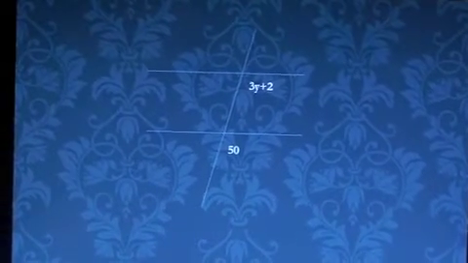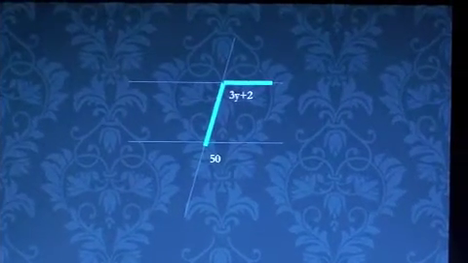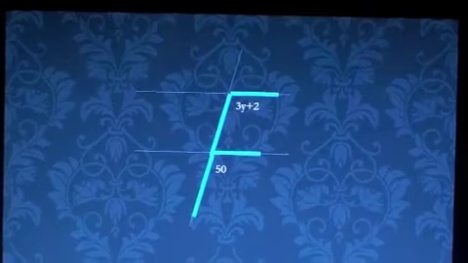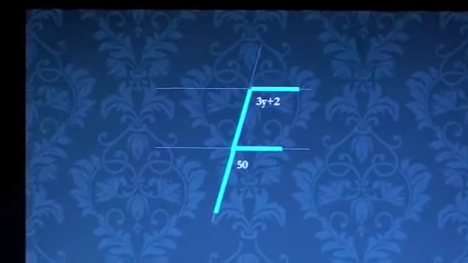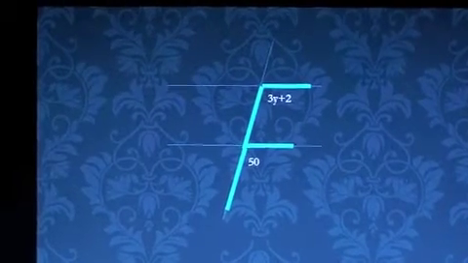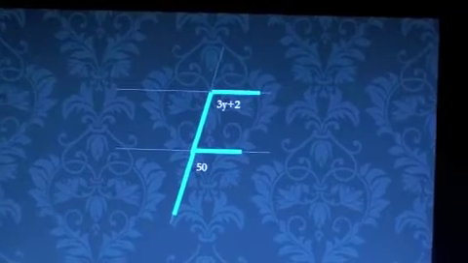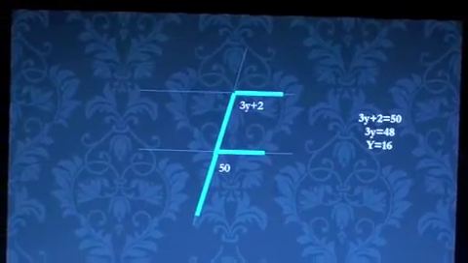Now for our final algebra problem. We are given 3y plus 2 and 50. Looking at this diagram, we can see that it makes an F. This means that they are corresponding angles. Based on the postulate we just learned, we know that corresponding angles are congruent. So to solve this problem, we simply set them equal to each other. 3y plus 2 equals 50. When we do this, we get y equals 6.